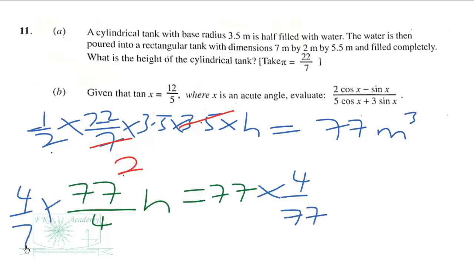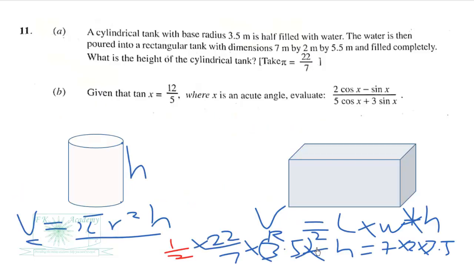4 over 77. So we obtain the height to be equal to 4 meters. So the height of the cylindrical tank is 4 meters. Now let's look at the B part of the question.